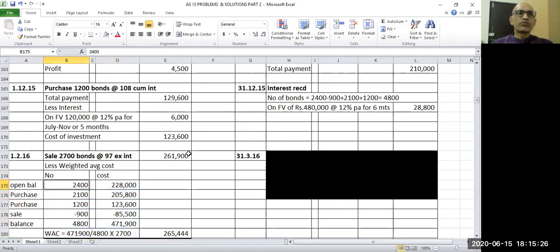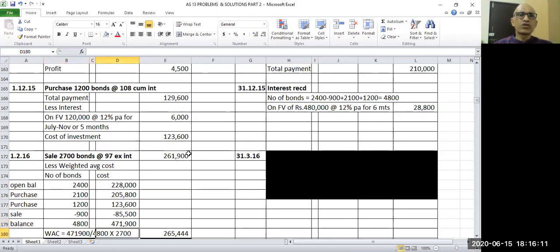We have opening balance of 2,400 bonds, whose cost was 2,28,000. First purchase 2,100 bonds, 2,05,800 was the cost. Second purchase 1,200 bonds, the cost is 1,23,600. And then we had one sale in between, 900 bonds, whose cost we have already determined in our working note as 85,500. So if you work out the balance, you have 4,800 bonds, whose cost is 4,71,900.